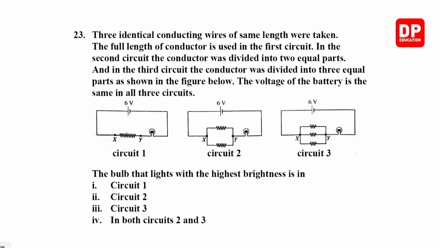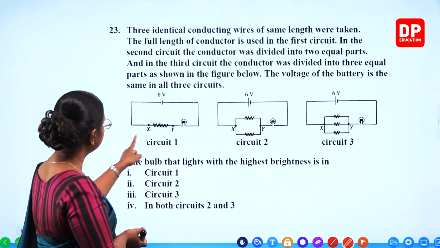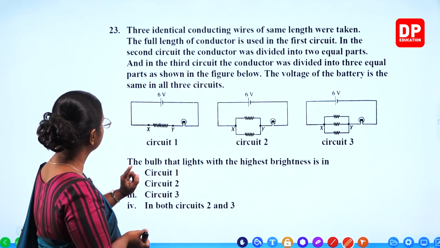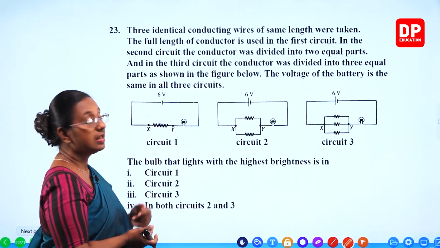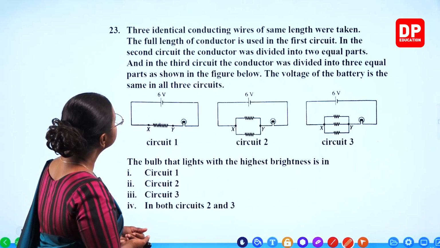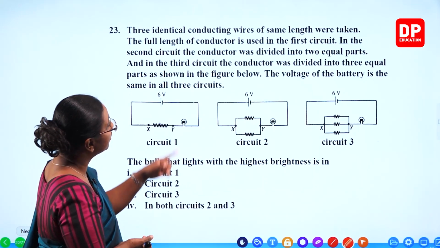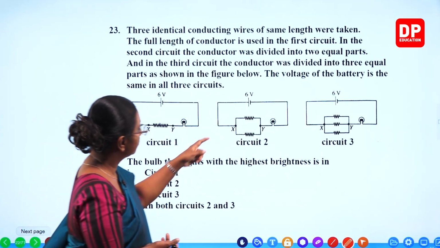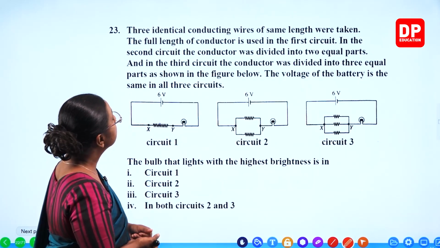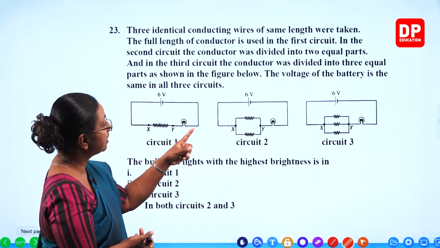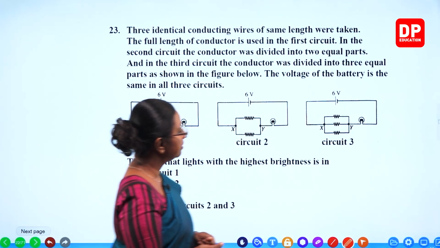23. 3 identical conducting wires of same length were taken. The full length of conductor is used in the first circuit. So here if you look at the circuit, this is the conductor. Full length is used. Then there is a power source with a potential difference of 6 volts and there is a light bulb. In the second circuit, the conductor was divided into 2 equal parts. So here it has been divided into 2 equal parts. And in the third circuit, the conductor was divided into 3 equal parts as shown in the figure below.